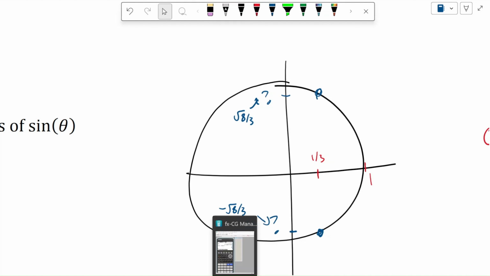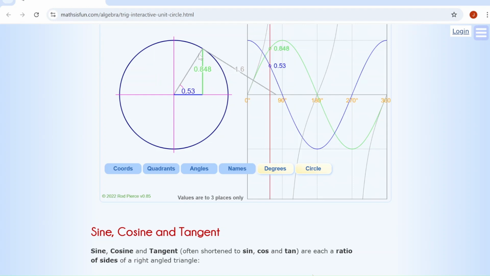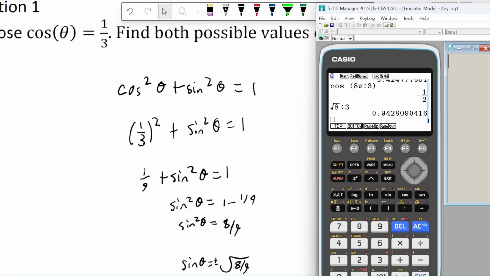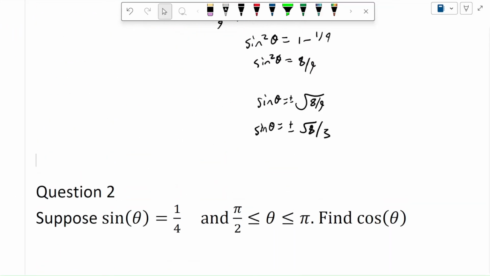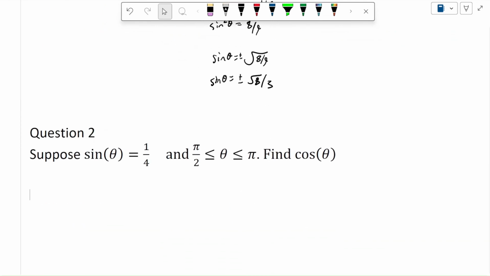Now, we can get approximations for this on a calculator. If we do root 8 over 3, it's about 0.942. And if we look at the unit circle here and I try to make the blue value, the cos, about 0.3 recurring, I get about 0.94. So I know I'm on the right track. And you can get minus 0.94 down here. Groovy. All right. Cool.